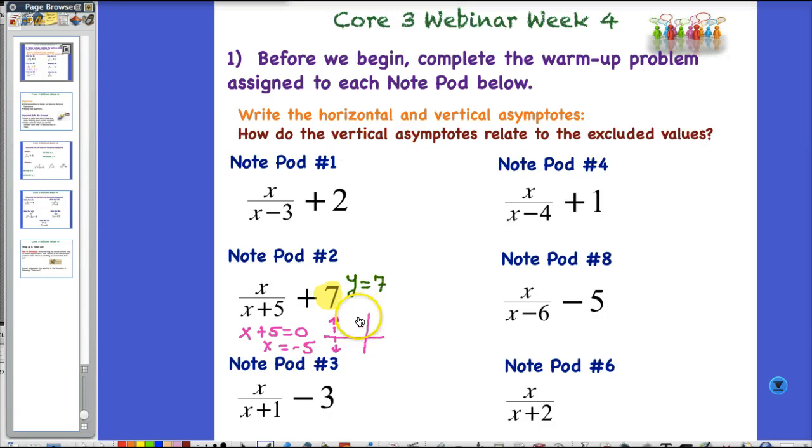Okay, so if y equals 7, that represents our horizontal asymptote. So we would go up here to 7, and we would have a dashed line here at y equals 7. And then we would use those to guide our graphing.